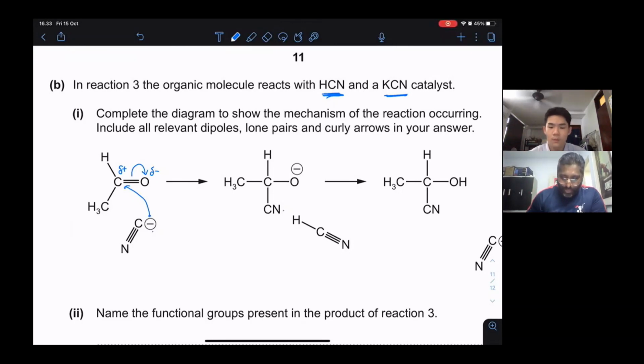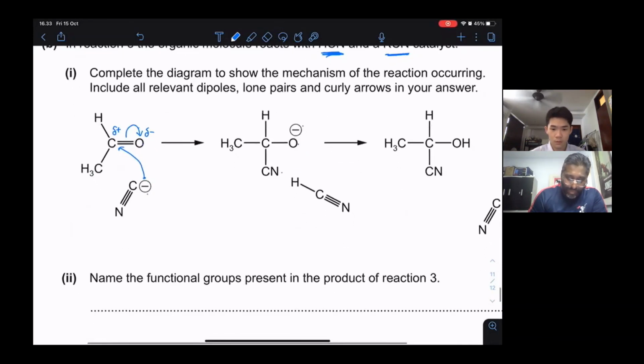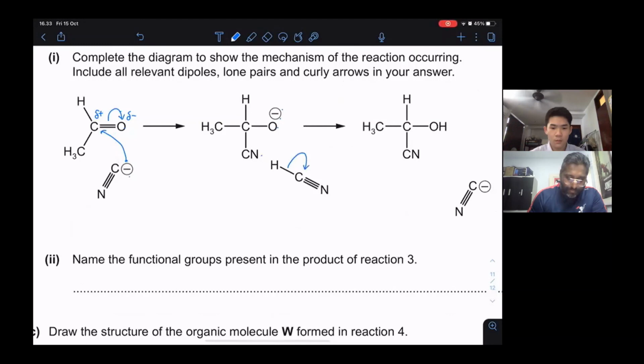Now, if you have this HCN, when it comes closer to this negative oxygen, what happens? The electron from hydrogen tends to go to carbon, so that is going to make this one delta negative and the hydrogen delta positive. Please remember the curly arrow shows the movement of electrons. So this is electron, so it will move over here. You need to show it like that.